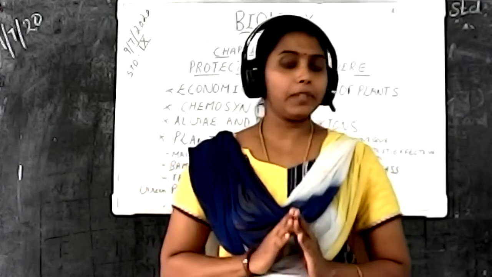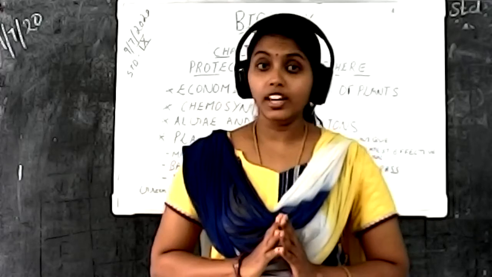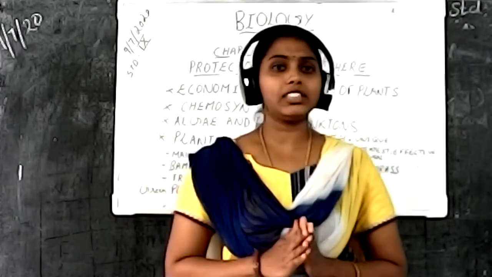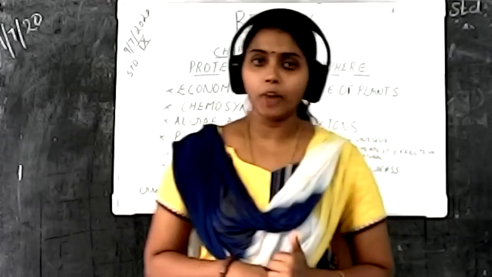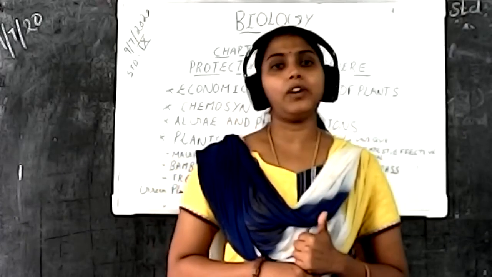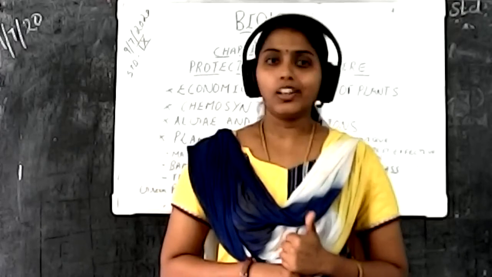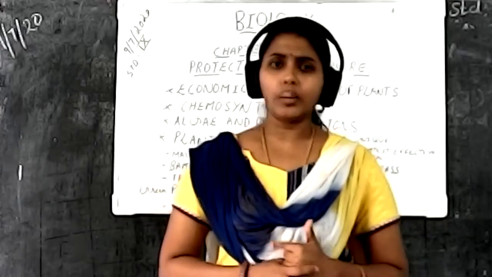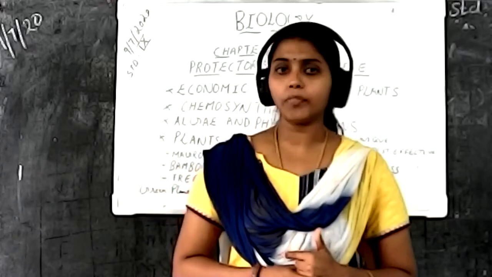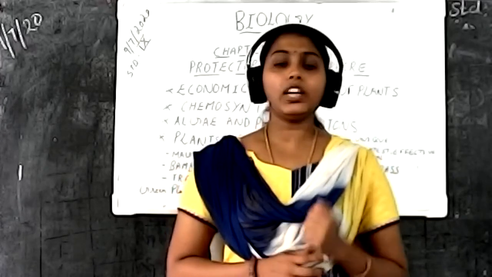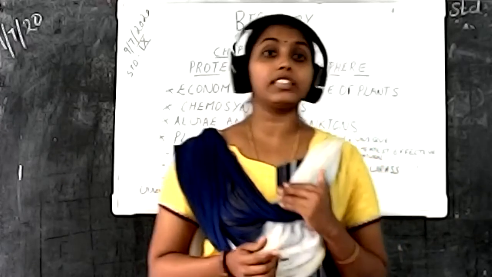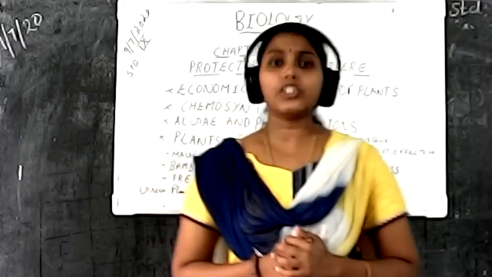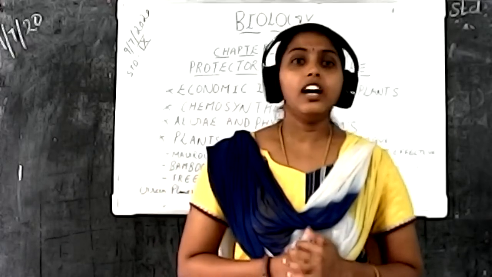So our chapter is finished. What are the topics we have gone through in this chapter? We started with global warming, and then we studied the structure of the chloroplast, what is photosynthesis, and what pigments are present inside the chloroplast. The chloroplast is a double-layered membrane. It consists of the grana and stroma.